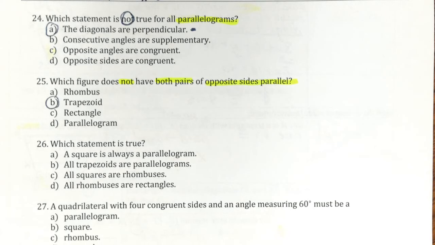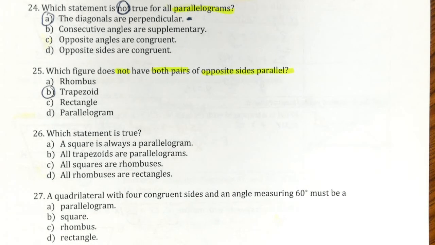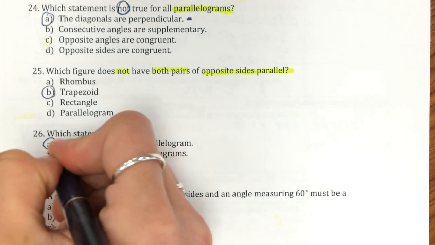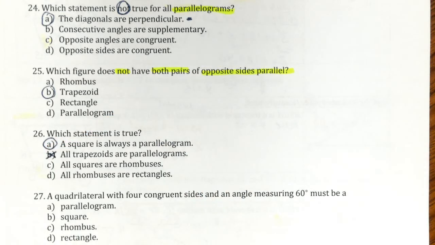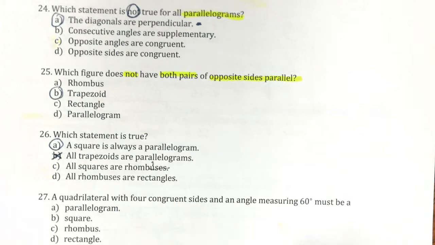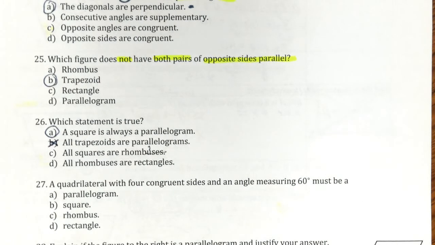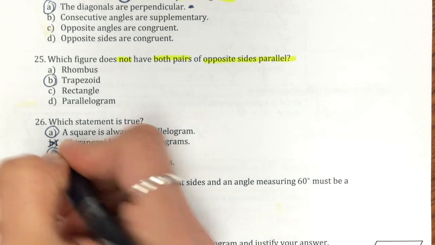Number 26, which statement is true? A square is always a parallelogram. Well, a square does fall under the parallelogram category, so this is a correct answer. All trapezoids are parallelograms. Well, trapezoids, if you remember that flow chart, do not fall under the parallelogram category. They're in their own category under quadrilaterals. So that one's not true. All squares are rhombuses, which technically should be rhombi, but no big deal. Well, squares are at the very, very bottom under the parallelogram. A square is a parallelogram. It's a rhombus. It is a rectangle. It is all of those. So we have another correct answer here.